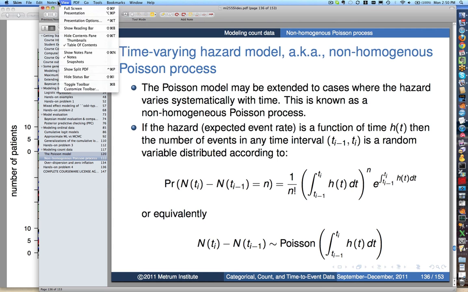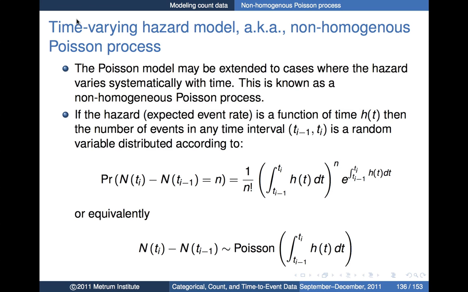Let me go ahead and start working towards the next topic here. Now, one question that comes up is, we were starting out with presenting the Poisson model in terms of a constant hazard. What do we do if we have a time-varying hazard? In the case of working with counts, this is also referred to as a non-homogeneous Poisson process.